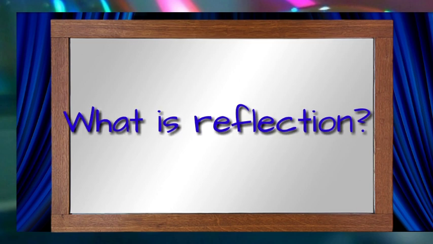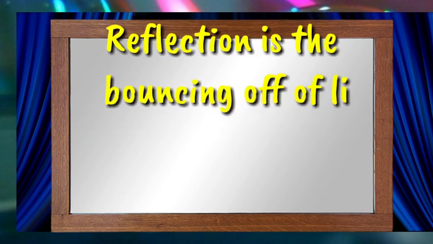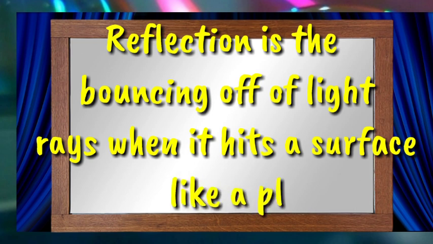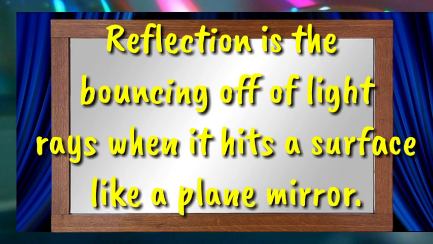When a ray of light strikes a mirror, light from the object bounces back those rays of light to our eyes, and this phenomenon is known as reflection or reflection of light. So what is reflection? Reflection is the bouncing off of light rays when it hits a surface like a plane mirror. To learn more about the reflection of light in plane mirrors, here are some important terms that you need to understand first.